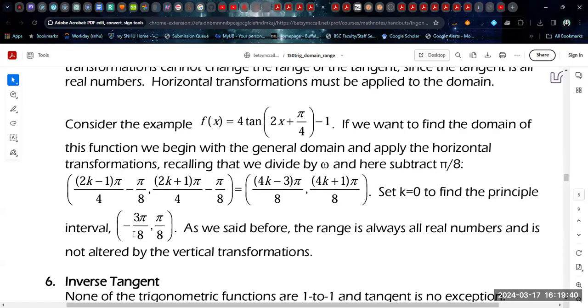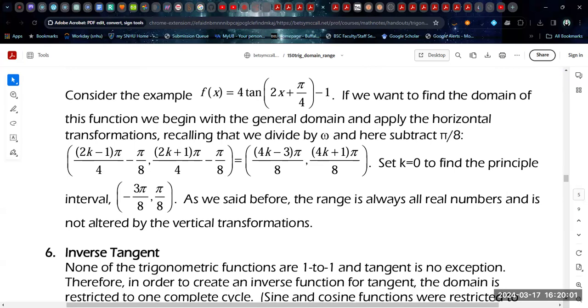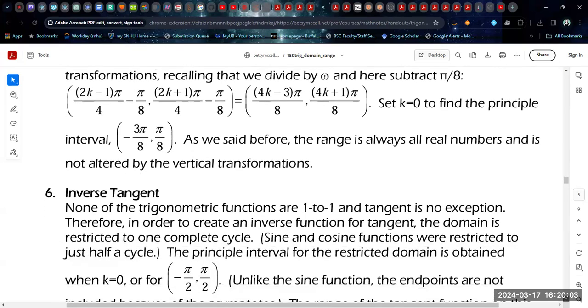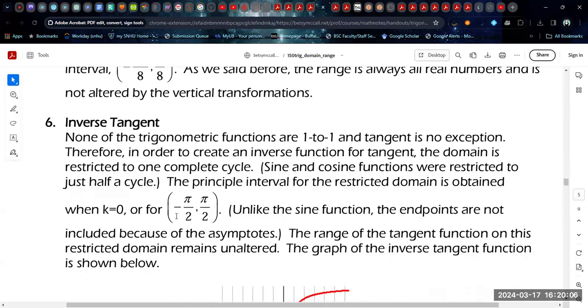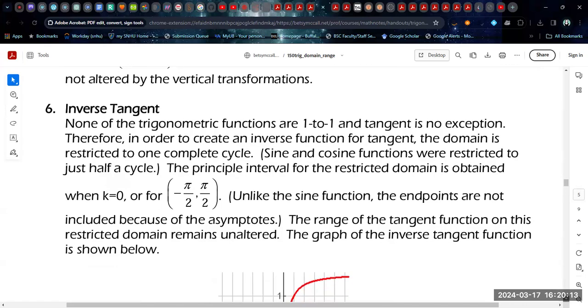If we set k equal to 0 to get that main interval, where the one that was originally in the center has gone, it's here. It's from -3 pi over 8 to pi over 8. But the range is always all real numbers. So the 4 and the -1 here affect where our intercepts are, but they don't actually affect the actual result of that range. Now, to do the inverse tangent, of course, the domain is now all real numbers, and the range is -pi over 2 to pi over 2.